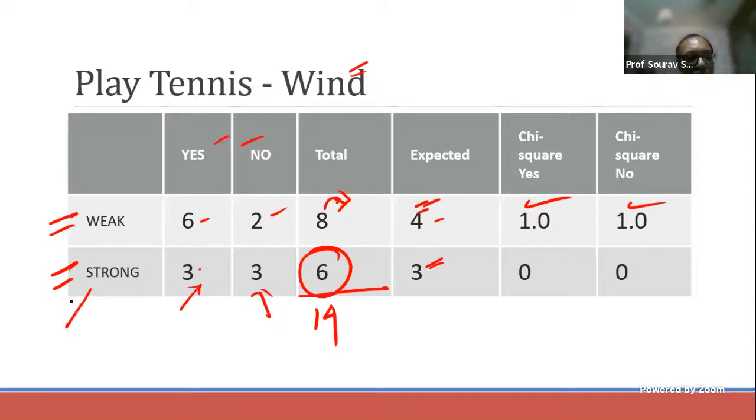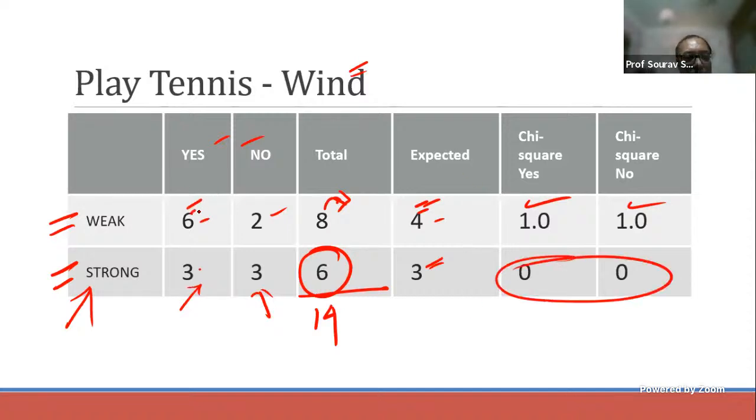So here, when the wind was strong, I had 6 cases. 3 said yes, 3 said no. So which means this particular strong part does not contribute anything to my decision. Because whenever wind is strong, I'm equally at question that whether it should be yes or it should be no, right? Whether I should go out and play or don't go out and play. So chi-square value is coming out as 0.